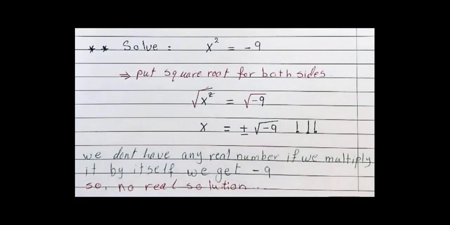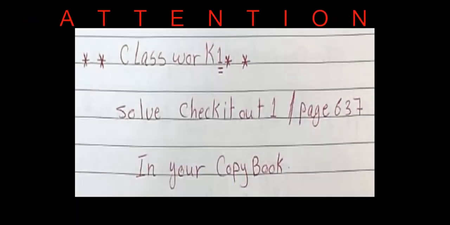Okay. In the same way, try now to solve x squared equals -9. We have to put again the square root for both sides. But here we have a problem: when we put the square root, we get the square root of a negative number. As you all know, we don't have any real number that, if we multiply it by itself, we get -9. So here, no real solution.